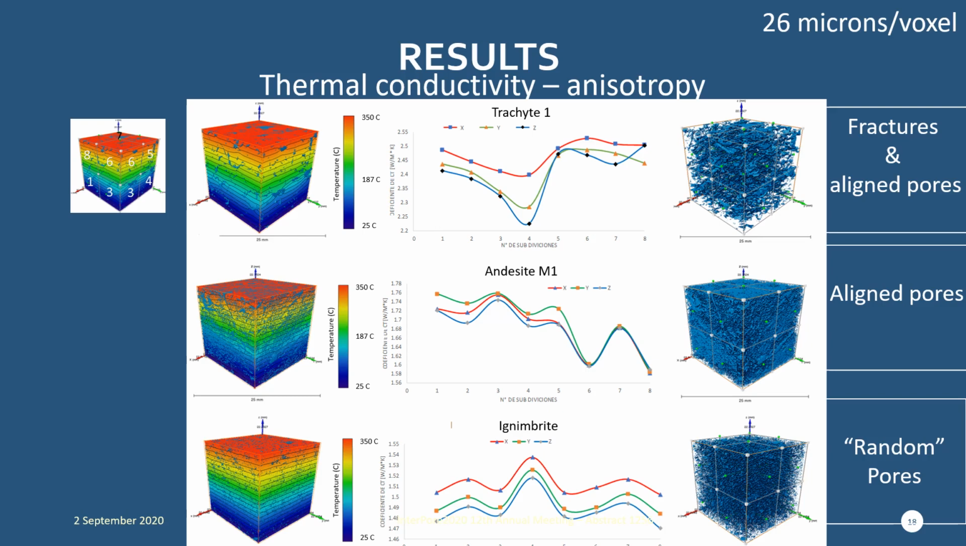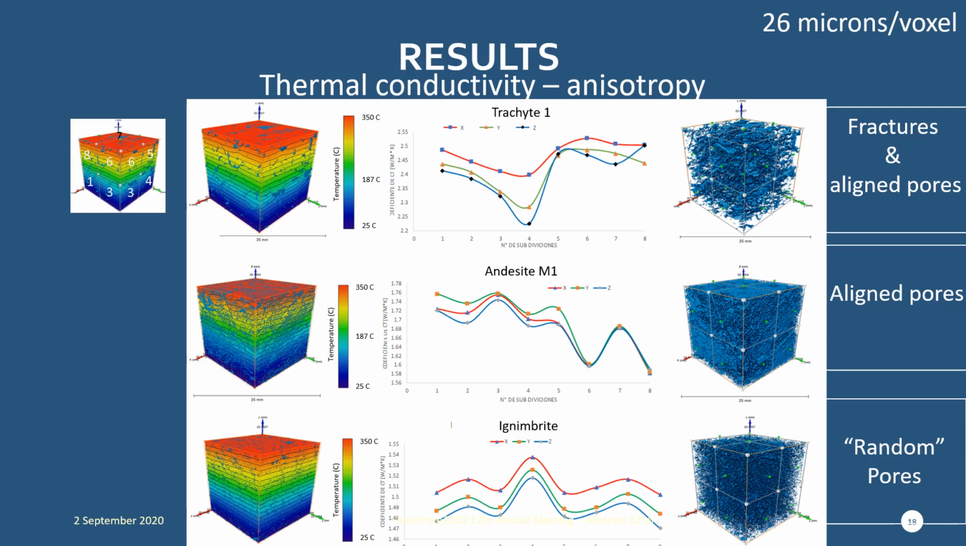So X, Y, and Z changes. And in the andesite, in the middle sample, for the cube A, there is no anisotropy at all. So in this way, we were able to study how the thermal conductivity changes along the whole sample, and also the anisotropy, if there is any anisotropy, at each point or each cube.